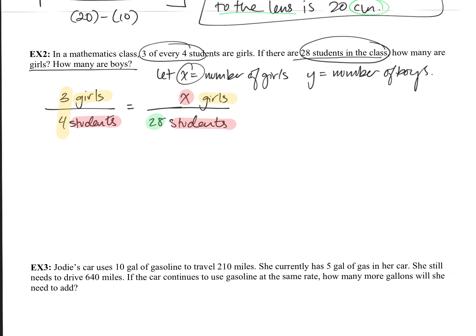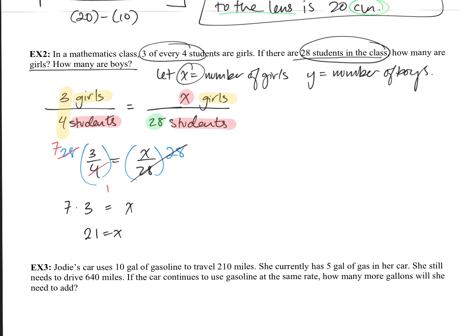So let's simplify this without the units for now. 3 over 4 equals x over 28. Solving, let's multiply both sides by 28. So that cancels there, and then simplifying. 4 can go into itself once, and 4 can go into 28 7 times. So then we're just left with 7 times 3 equals x. So 21 equals x. What does that mean? That's the number of girls. So we know that there are 21 girls in the class.